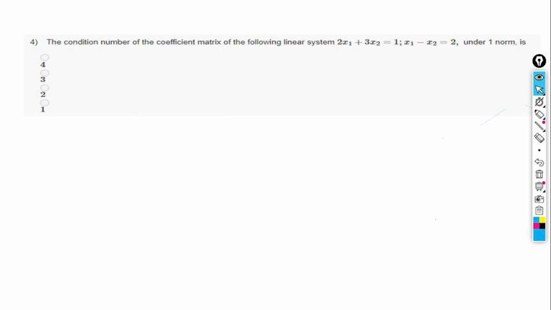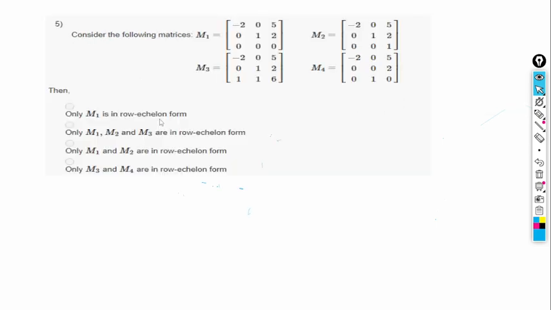So only M1 is in row echelon form, so you have to find which matrix among this is in row echelon form. So find it. Is it only M1, or only M1, M2, M3, or only M1 and M2, or M3 and M4? So what will be the answer? You have to check which of these matrices are in row echelon form.